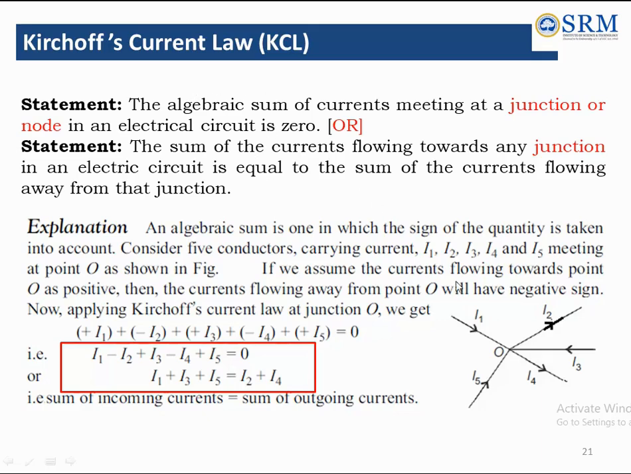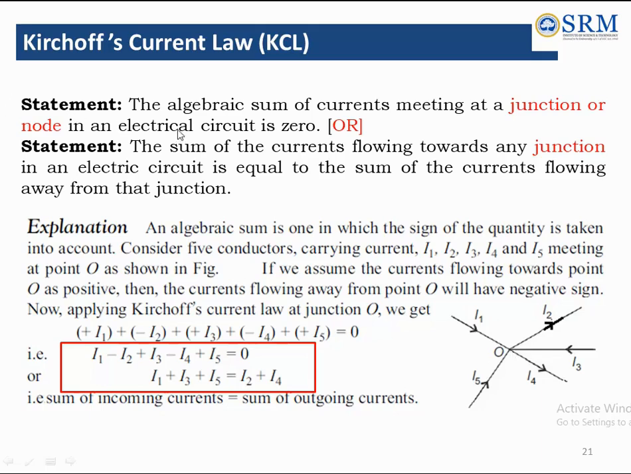This law states that the algebraic sum of the currents meeting at any junction or a node in an electric circuit is 0. That means, if you see the node O, the sum of currents is: I1 and I2 are leaving the node, so we represent them with a negative sign. I3 is entering, so plus I3, minus I4, plus I5 equal to 0. This is the algebraic sum of the currents meeting at a junction is 0.